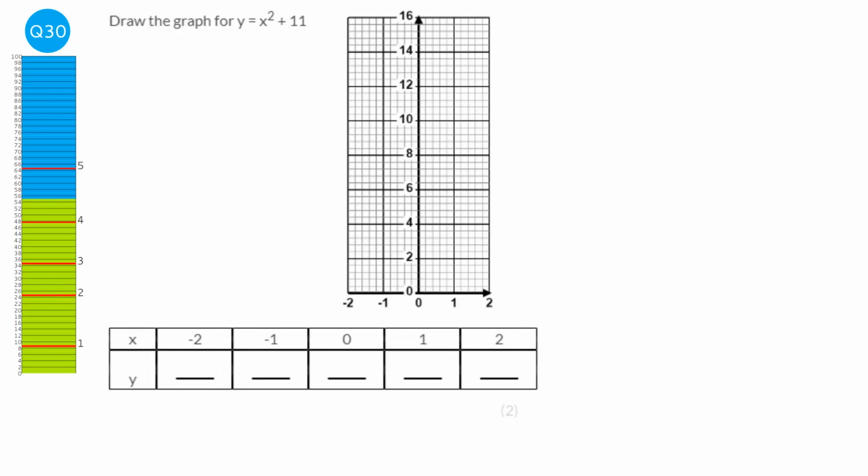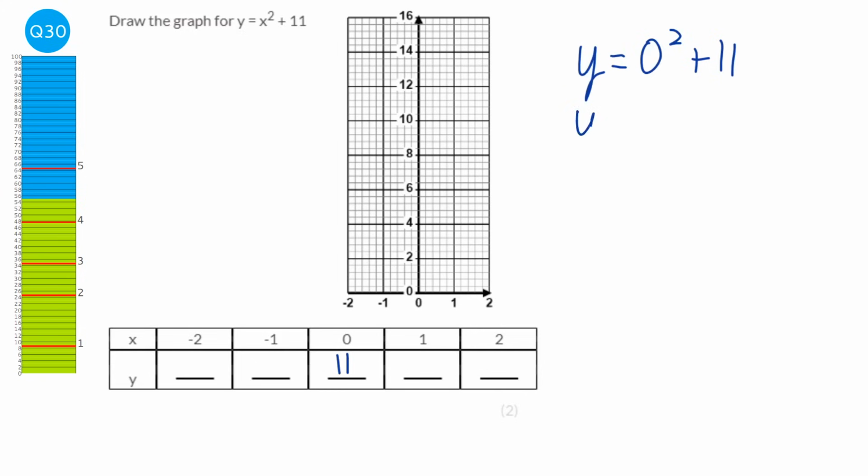To draw a quadratic graph, we want to find as many values as we can. Because it's a curve, with a straight line graph you only need 3 points. With a curve you need as many as you can get. Now we're actually given a table here to fill out, and so I'm going to start off with a 0 here, and here we want to substitute x equals 0 into our equation. So we've got y equals x squared plus 11, so it's y equals 0 squared plus 11. 0 squared is just 0, plus 11 is going to be 11.